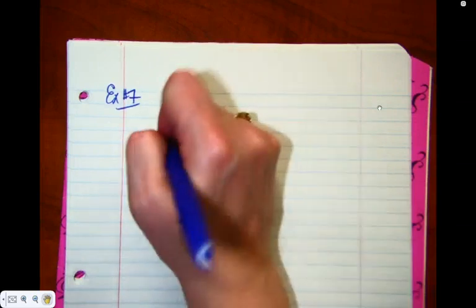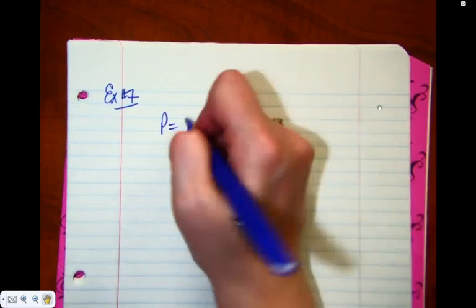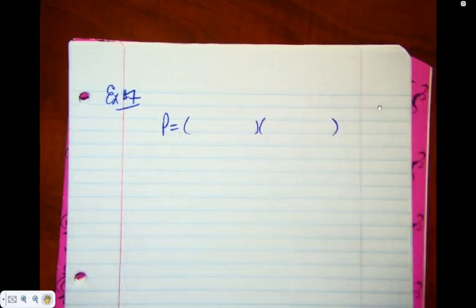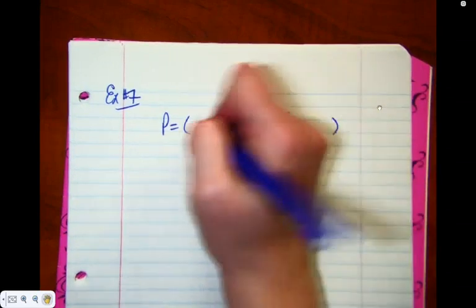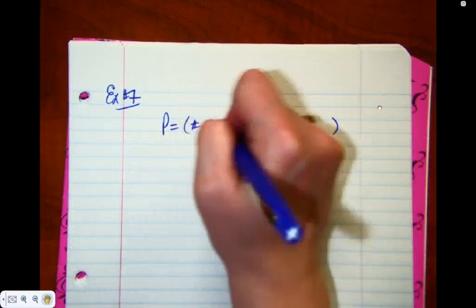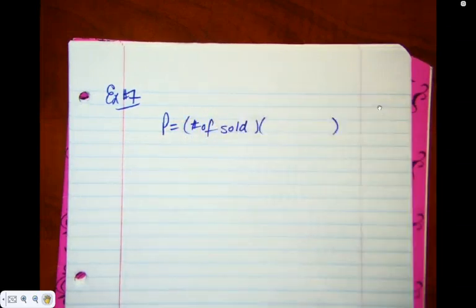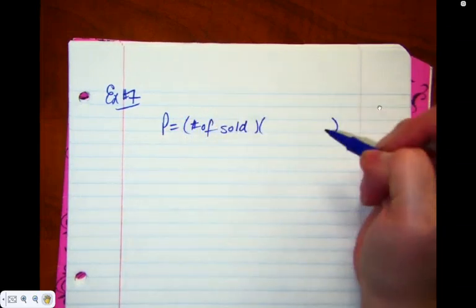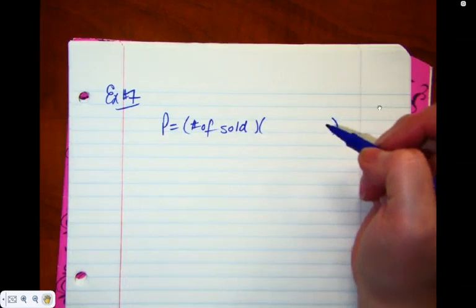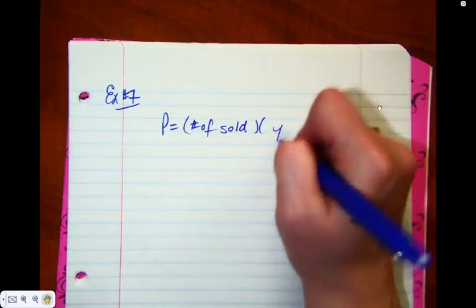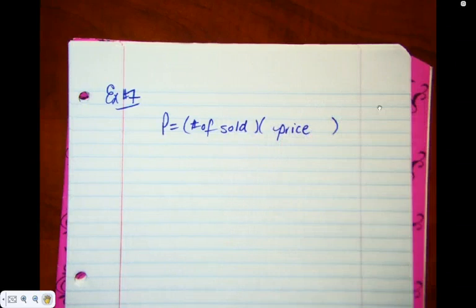I'm going to start with an equation, profit equals. And in general, when we are calculating profit, we take the number of items sold times the price. Now, when you get into economics, you'll realize that's not actually called profit. It's called revenue, because you would have had to pay for the sweatshirt, but we're not getting into that. We're just doing general amount of money earned.